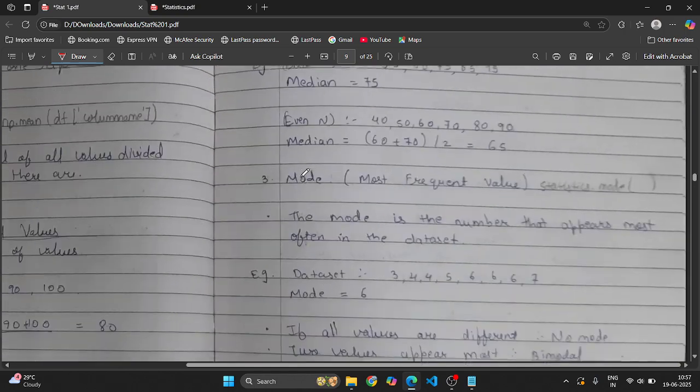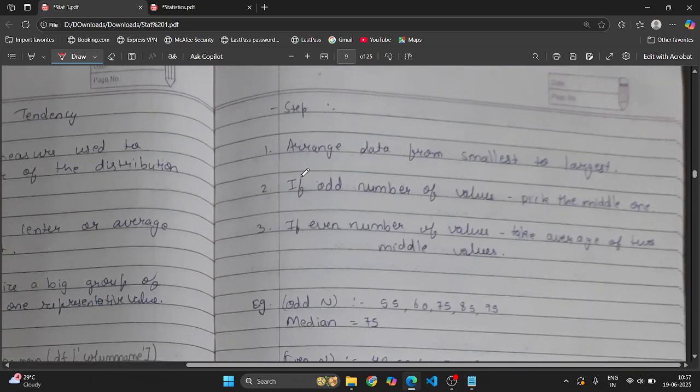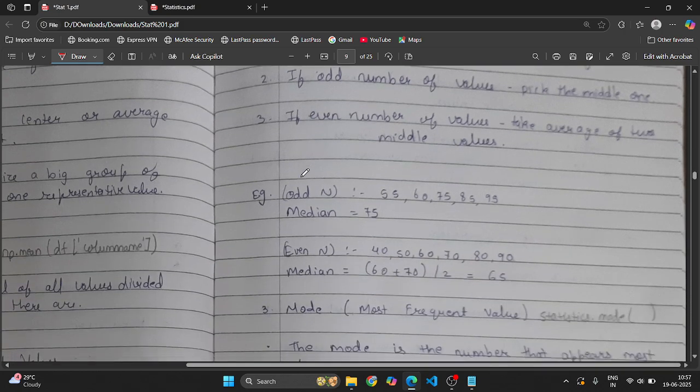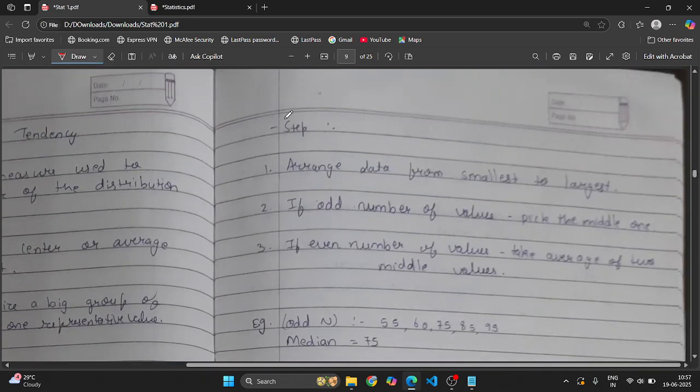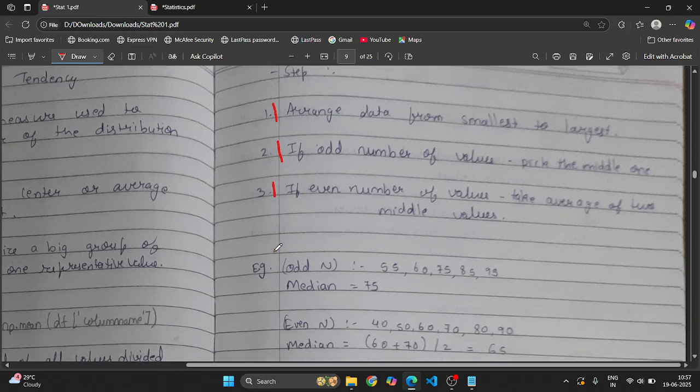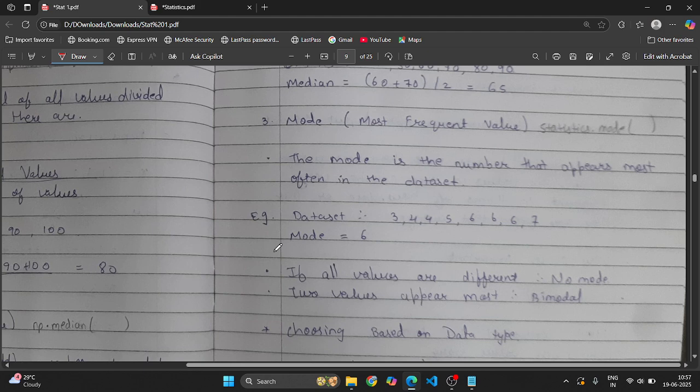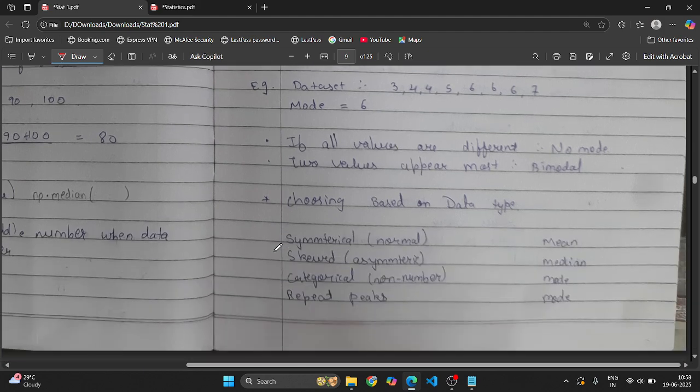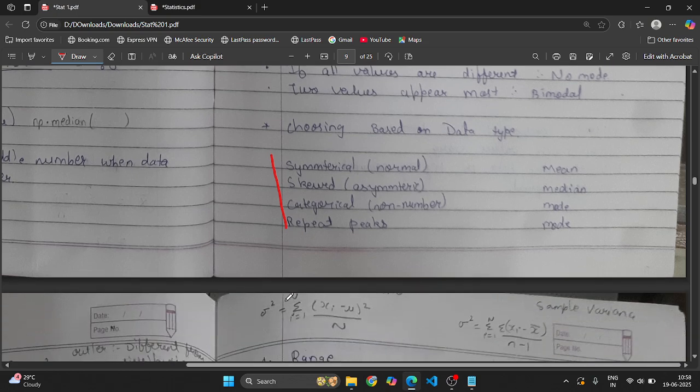What's the median? For the median, the steps are given: arrange the data from smallest to largest, and if odd, pick the middle, and if even, take the average. Mode: choosing the best for the data types. Symmetrical, use the mean; skewed, then the median; categorical, then the mode; and repeated picks also mode.